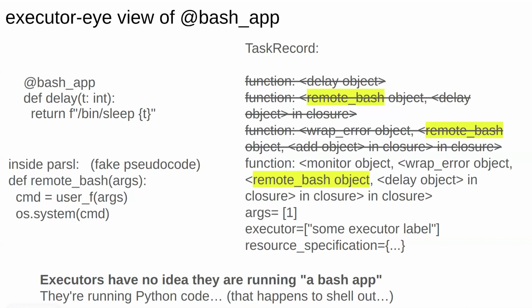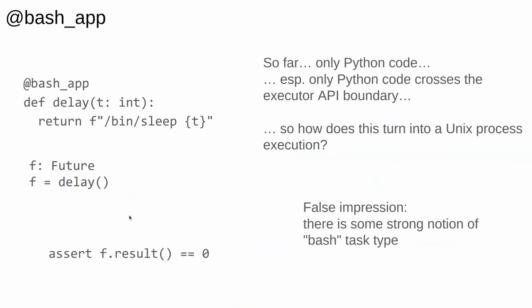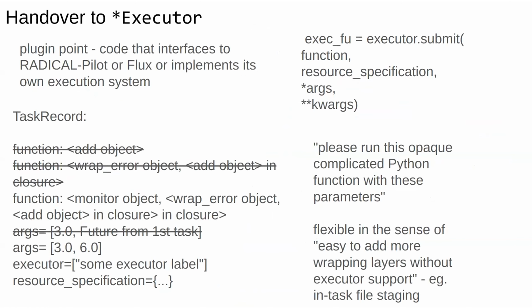But yeah, Ben, can I take you back to the last slide? There was a part there. What do you mean by crossing the executor API boundary? What I mean is this call here. This is where we go from, this is a call that lives inside the DFK. So this is core Parsl code. And now we've got that task record, and we're going to say, all right, now I'm going to hand this over to some executor that's going to execute it for me. And this is basically the only API call that is available for doing that.